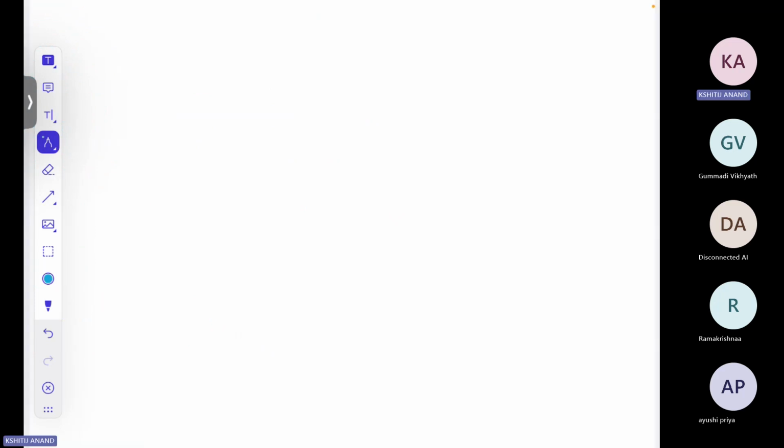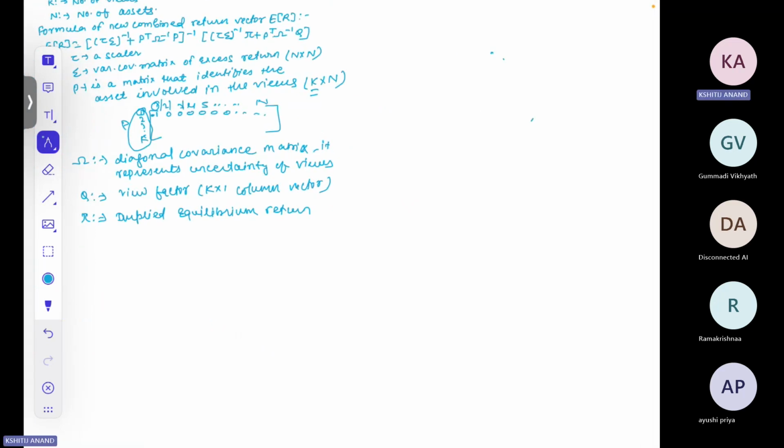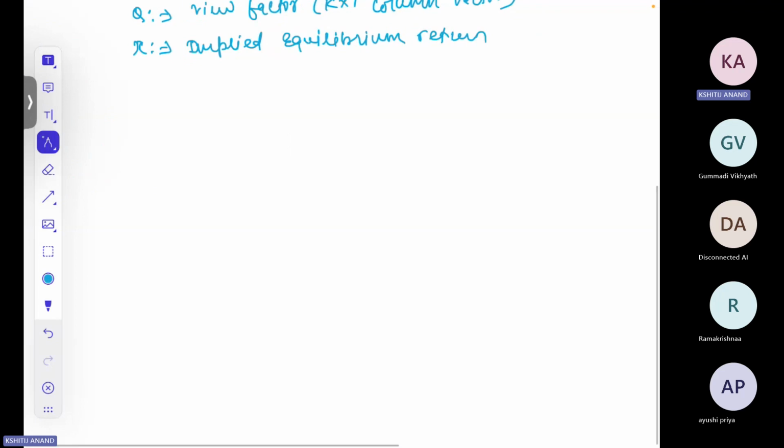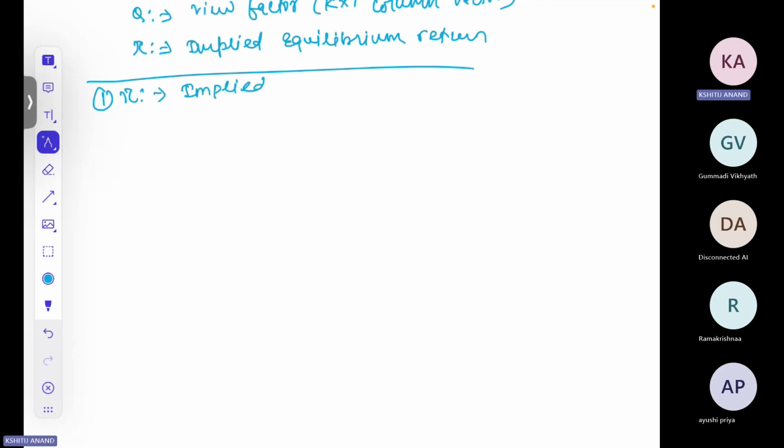So yeah, the first term pi. Pi is the implied equilibrium return. Okay. Now, what is it? As I already told you, this Black-Litterman model is something that allows you to add your view into the existing return vector, right? What is the existing return vector? This pi, nothing else. So this is the existing return.